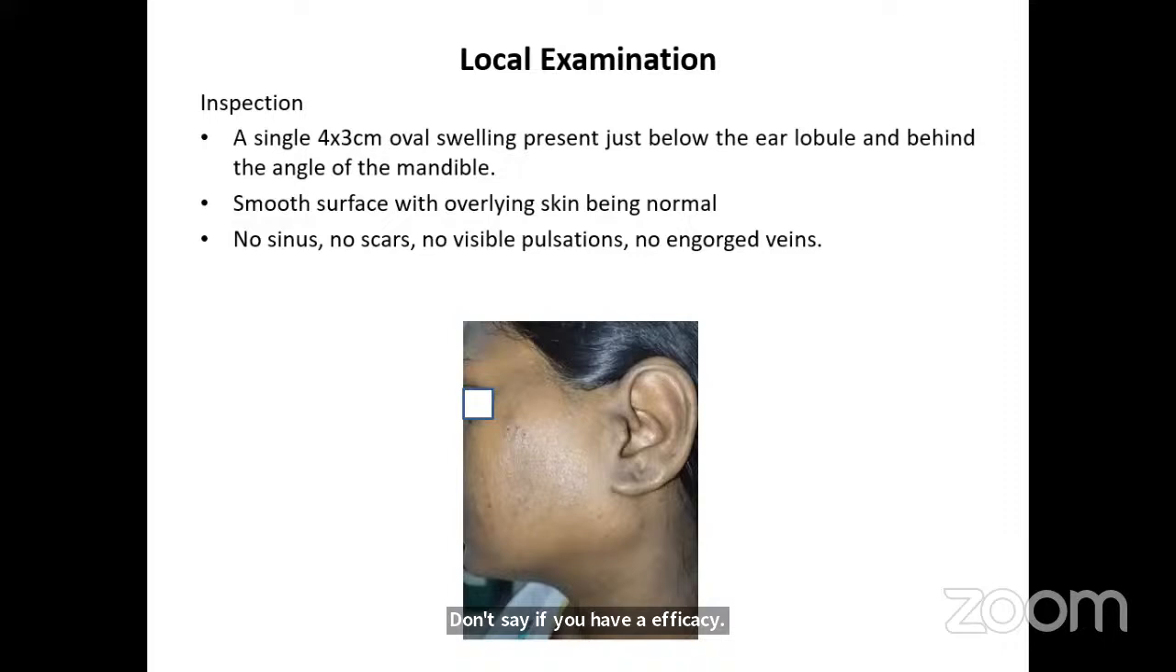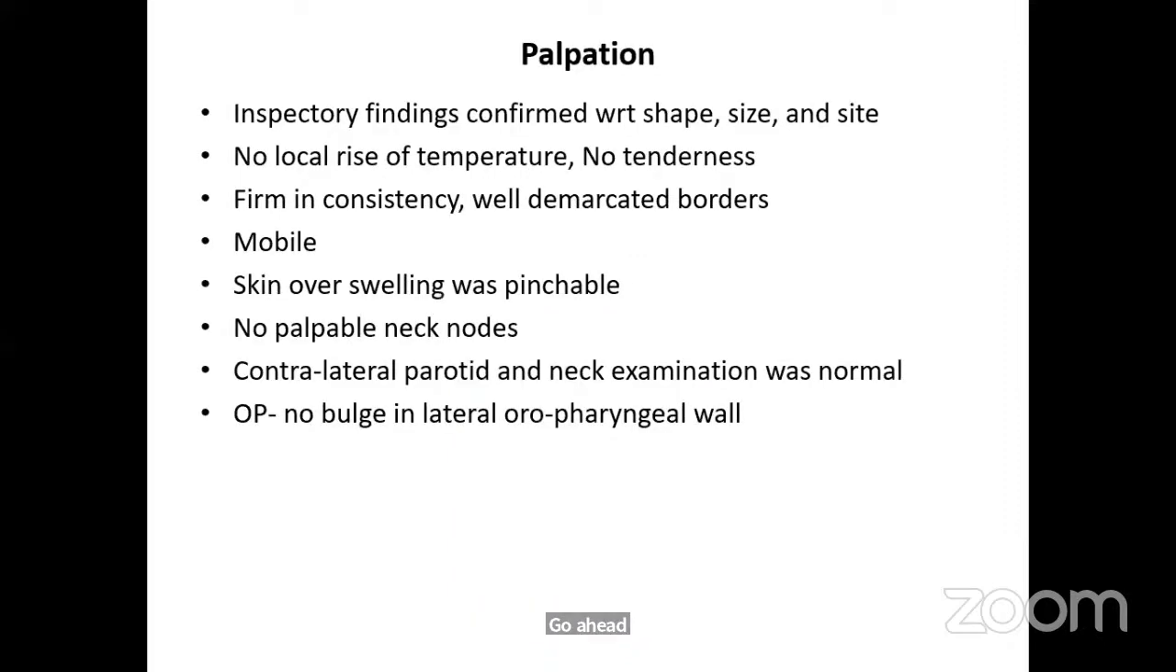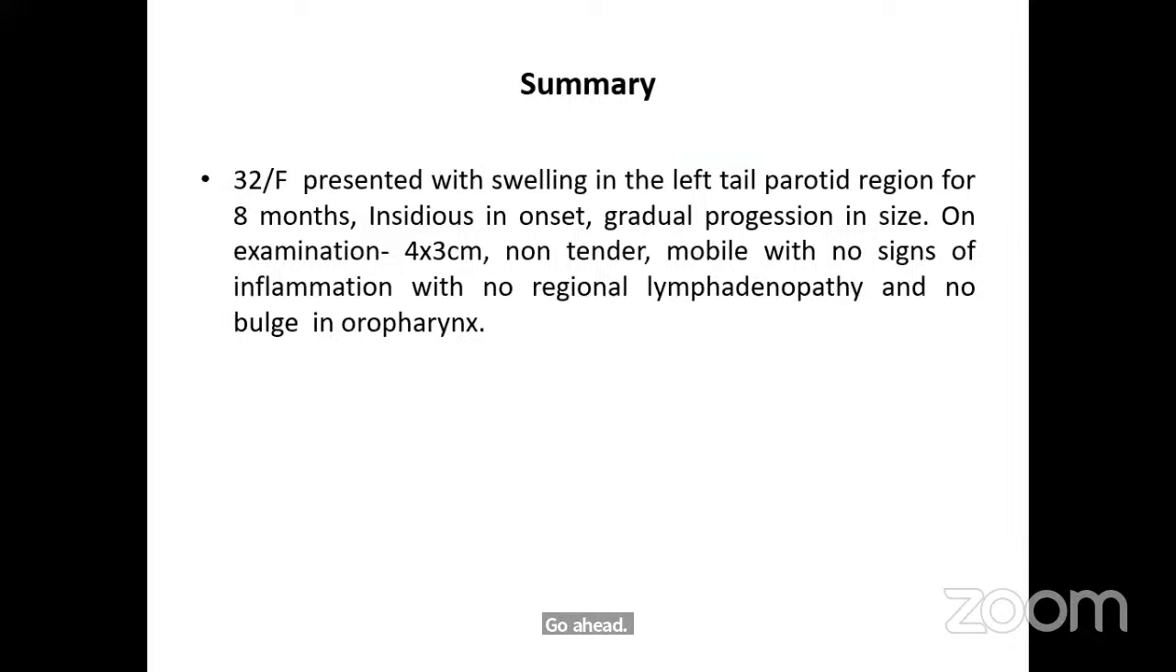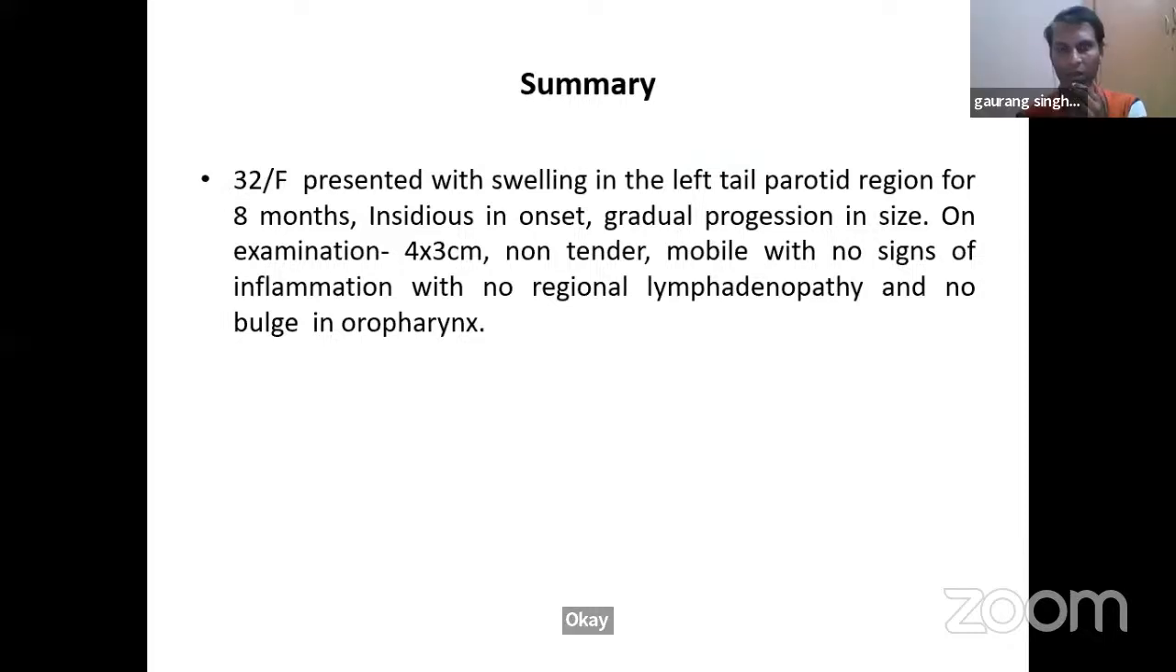Go ahead. To summarize, a 32-year-old female presents with swelling in the left parotid region for 8 months, insidious onset, gradually progressive in size. On examination it is 4 centimeters, non-tender, mobile, with no signs of inflammation, no regional cervical lymphadenopathy, and no oropharyngeal bulge.